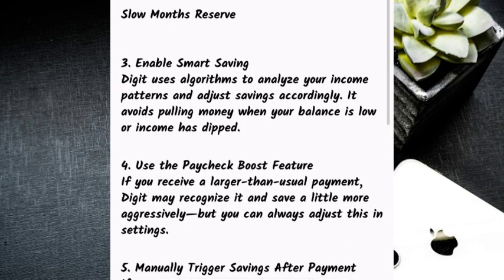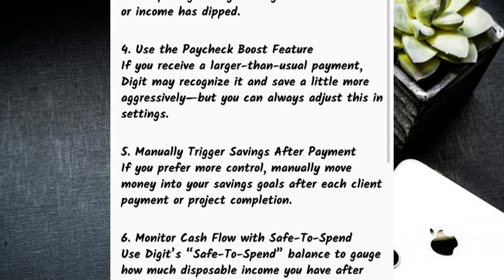Next, enable smart savings. Digit uses algorithms to analyze your income patterns and adjust savings accordingly. It also avoids pulling money when your balance is low or when your income has dipped. So use the paycheck boost feature. If you receive a larger than usual amount, Digit may recognize it and save a little more aggressively, but you can always adjust this in the settings, so you don't have to worry about that.